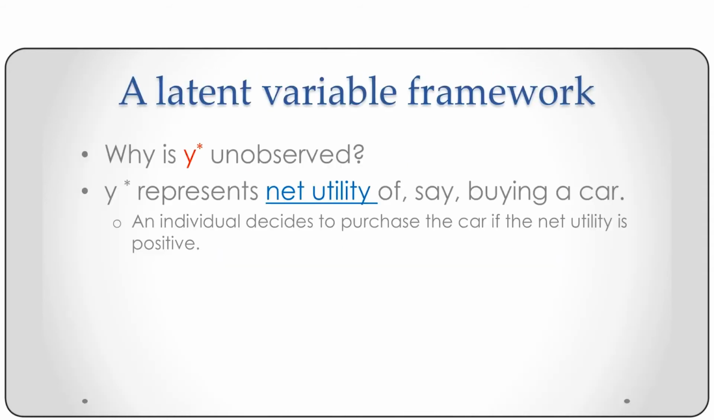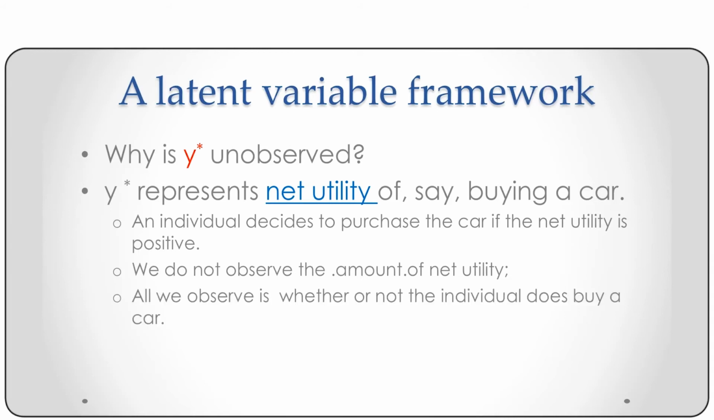Now, we do not observe y star. That is, we do not observe this utility directly. What we do observe is whether or not the person actually migrates to West Germany or not. That is, we observe whether or not y star exceeds the threshold 0, or equivalently whether or not the event y equal to 1 or 0 takes place.